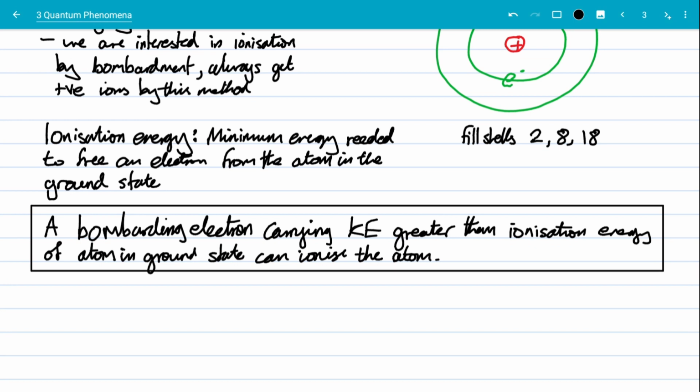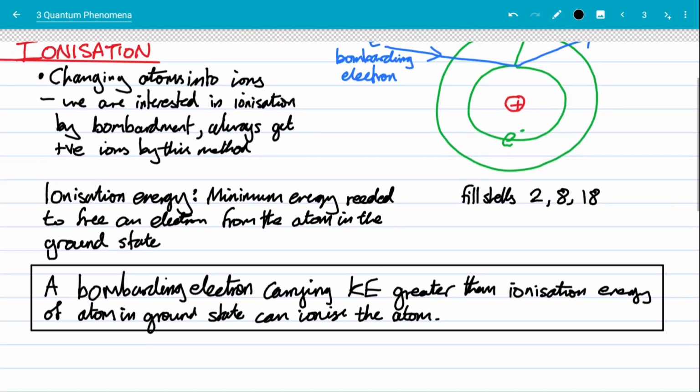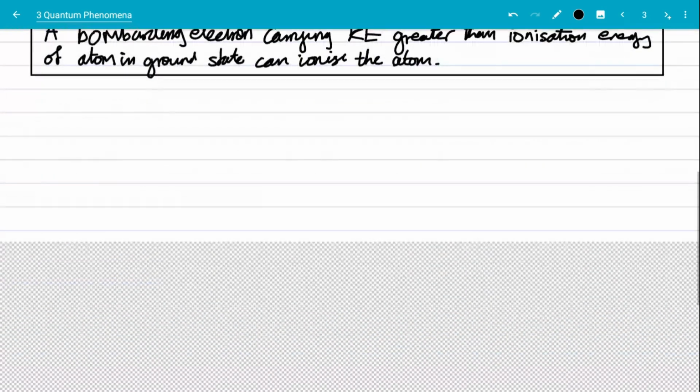And so another way of looking at this is that a bombarding electron carrying kinetic energy less than the ionization energy of an atom, which is in the ground state, cannot ionize the atom. So the converse is true as well. Now we can measure the ionization energy of an atom.